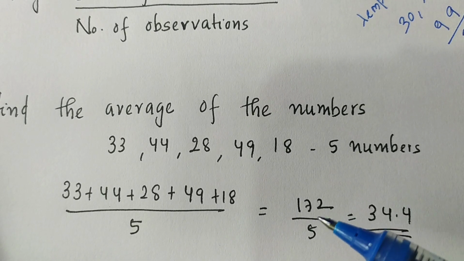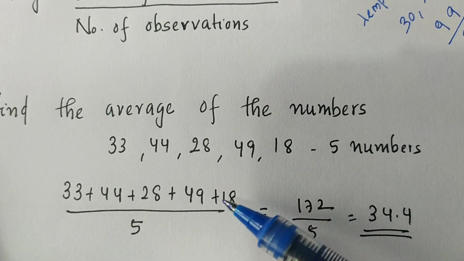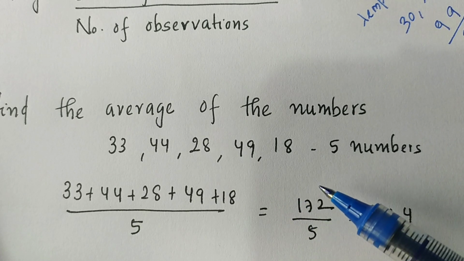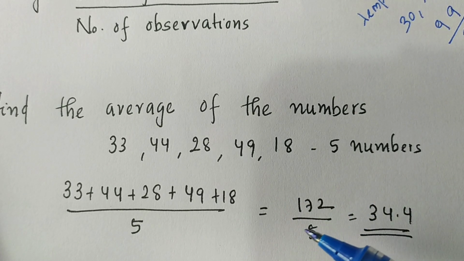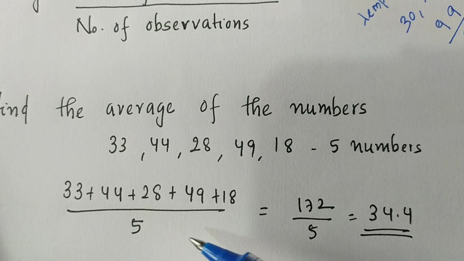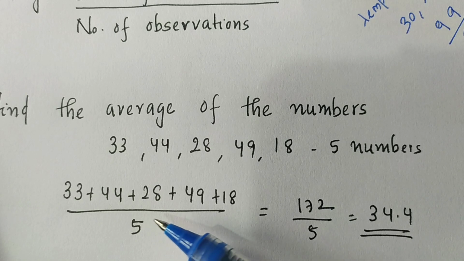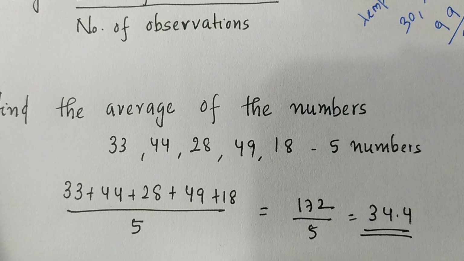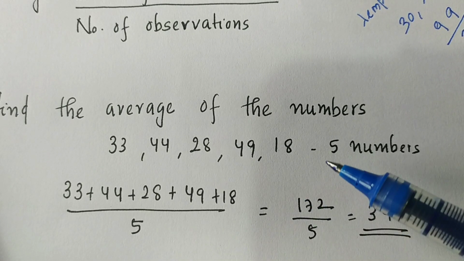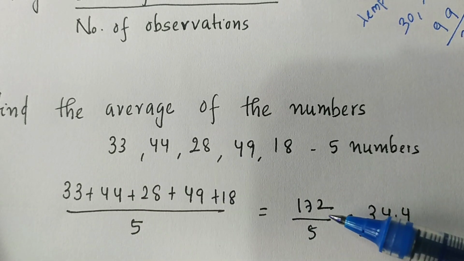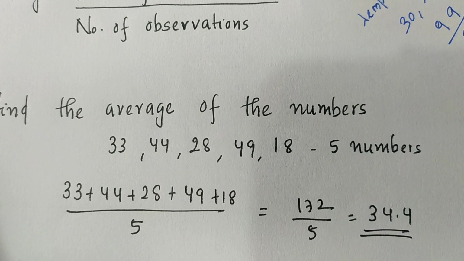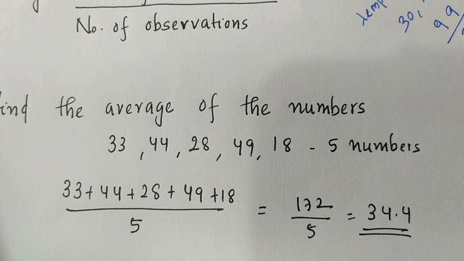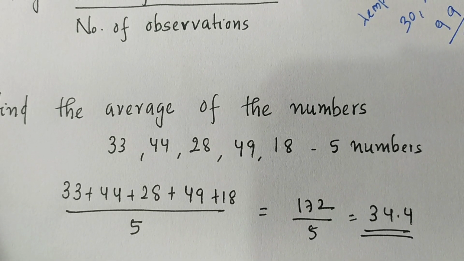So let us consider this simple question. Find the average of the numbers 33, 44, 28, 49 and 18. So how can we find out? Sum of observations divided by number of observations. So what would be the sum? 33 plus 44 plus 28 plus 49 plus 18, which is equal to 172, divided by number of observations. There are total 5 numbers. 172 by 5, which is equal to 34.4. So in this way we can find out the average of the given observations.